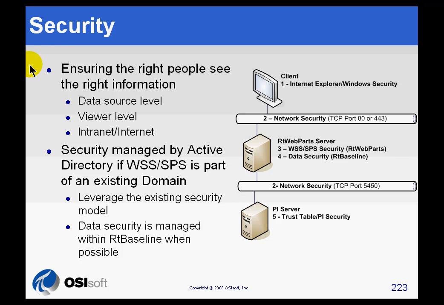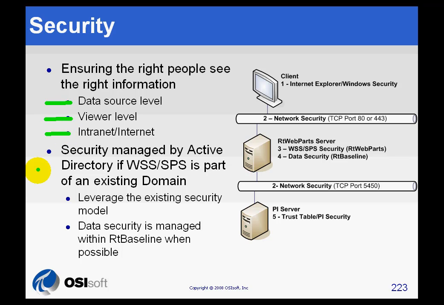Now, ideally, security set up properly would give you the right level of security at the data source level. By that we mean the Pi data itself, who has access to what. There's also the level of access that's granted by the viewing application. RtWebParts itself has certain security built in. And then, of course, as I said, the internet, whether you're internal or external, there are security settings to make sure that the right people see that data over the web.